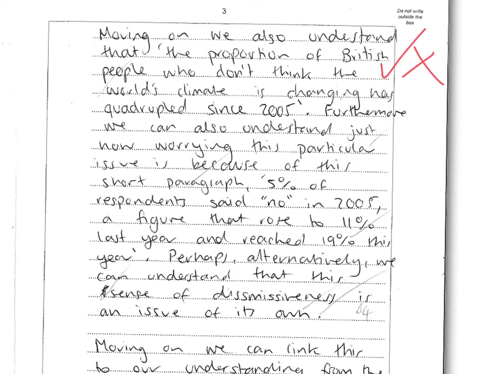And then it says, furthermore, we can also understand just how worrying this particular issue is because of this short paragraph. 5% of respondents said no in 2005. Perhaps alternatively, we can understand that this sense of dismissiveness is an issue on its own. And that shows clear, perceptive understanding that the author of this text is trying to demonstrate that there is a conflict of opinion. I don't like the length of his quotations. They're a bit long for me. They don't need to be that long, but overall the interpretation is good.